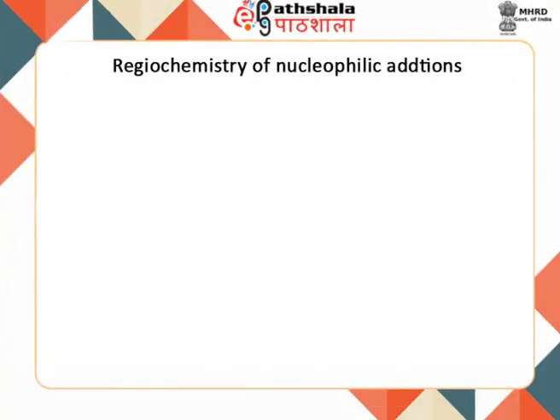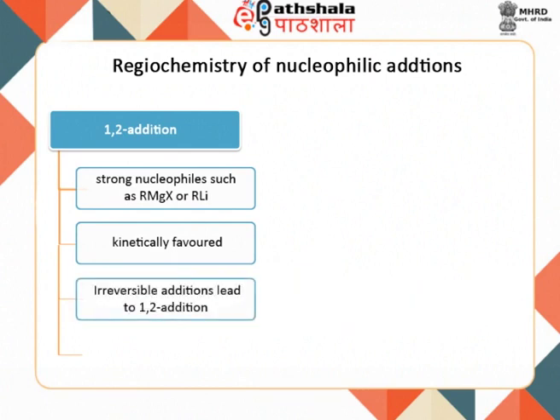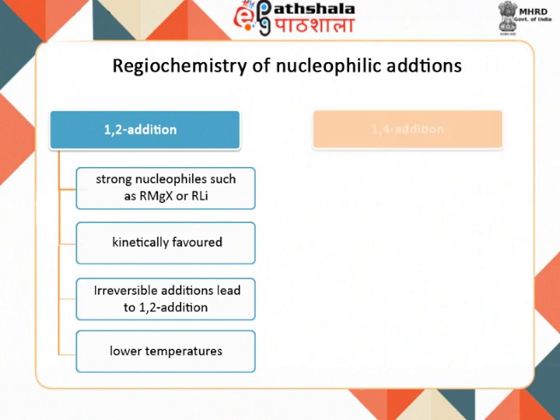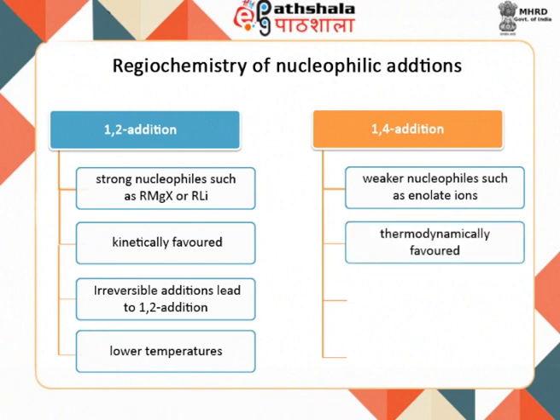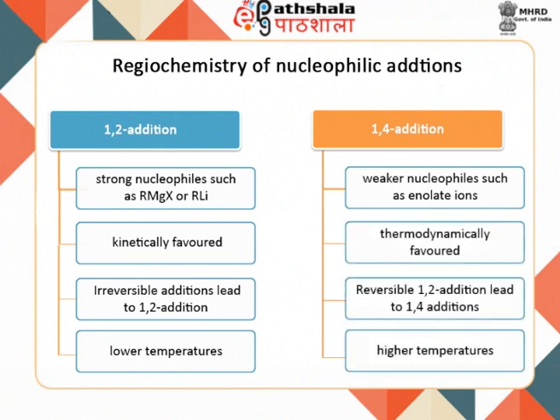The regiochemistry for nucleophilic additions depends upon the type of nucleophile used. The stronger the nucleophile, the more chances of 1,2 addition. Thus, strong nucleophiles such as Grignard reagents, RMgX or RLi, or hydride ion favor 1,2 addition, whereas weaker nucleophiles such as enolate ions favor 1,4 addition. Actually, a 1,2 addition first occurs and is kinetically favored. Again, it depends on the nature of the nucleophile.